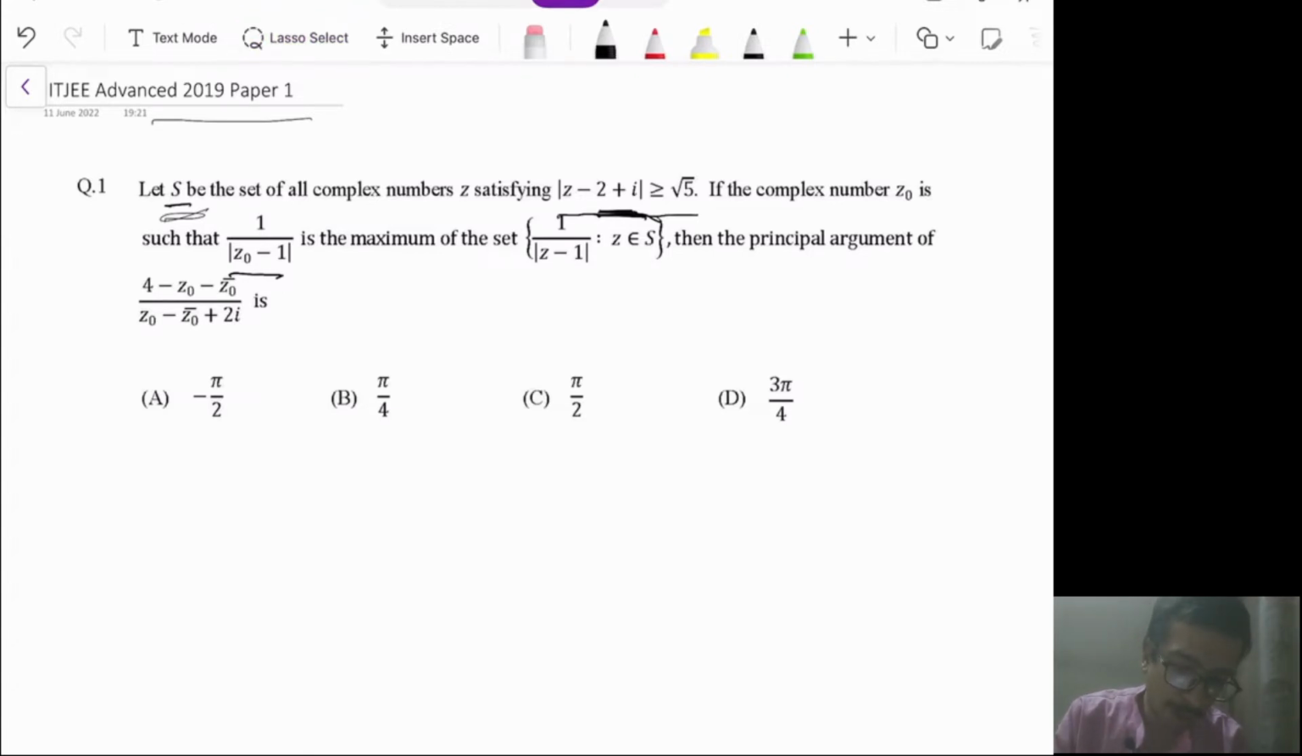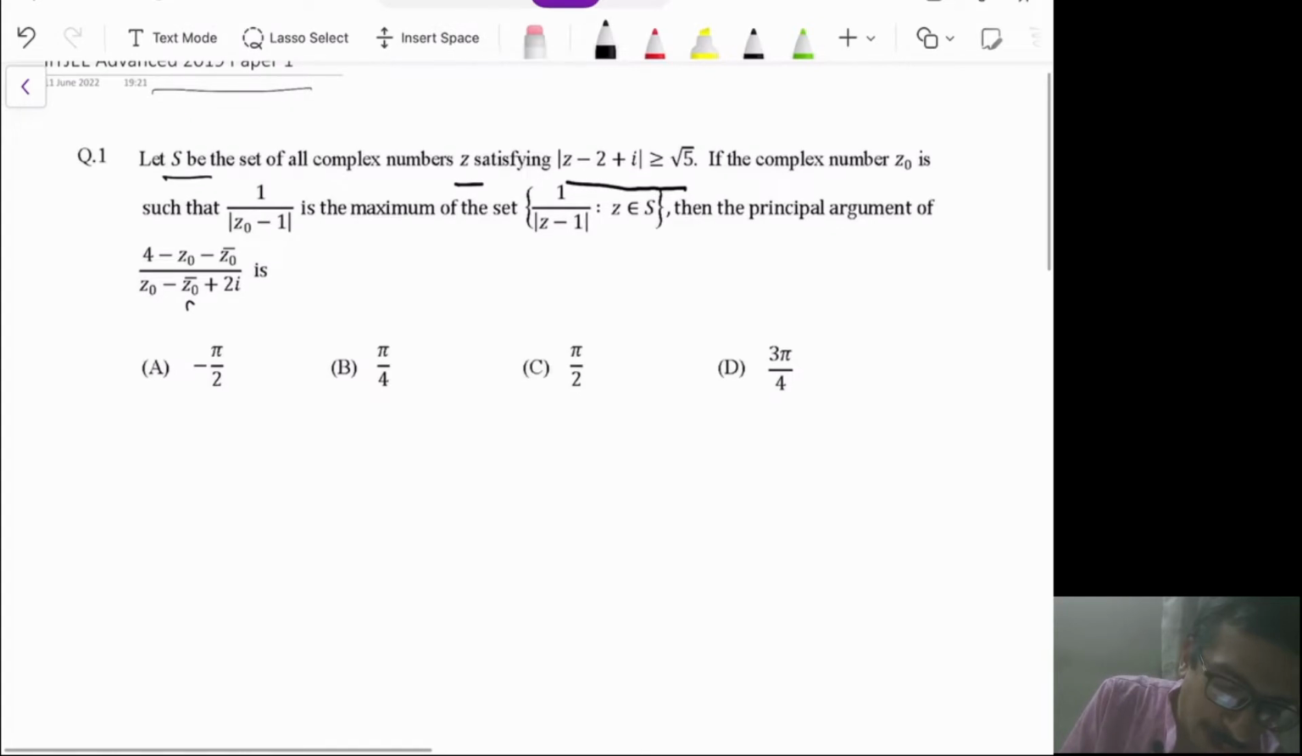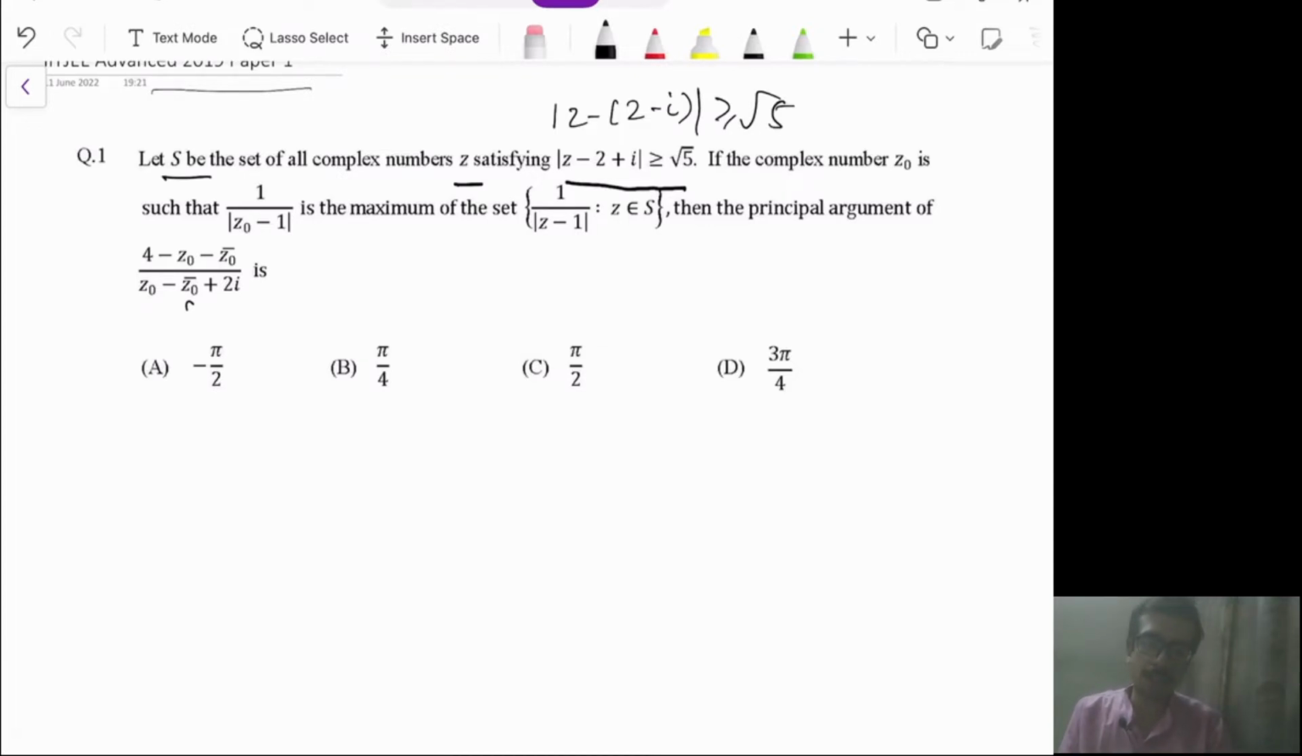So let's see what it is. What it says here is that we have a set S. This set S is the set of those complex numbers such that mod of z minus 2 plus iota is greater than or equal to root 5. When you read this problem, you can immediately recognize that it has a geometric interpretation, because I can read it as z minus 2 minus iota, this distance, is greater than or equal to root 5. So the set of points whose distance is larger than a fixed radius will represent the exterior of a circle.